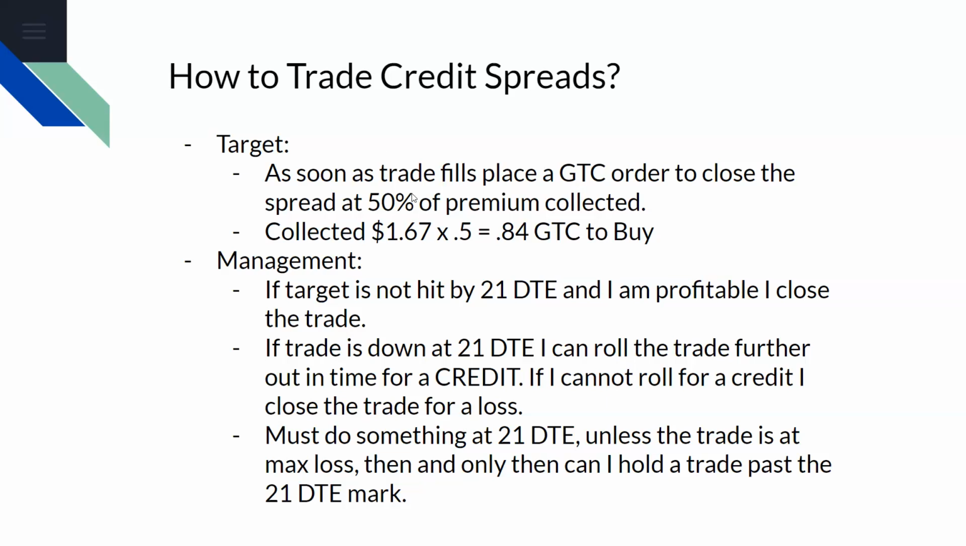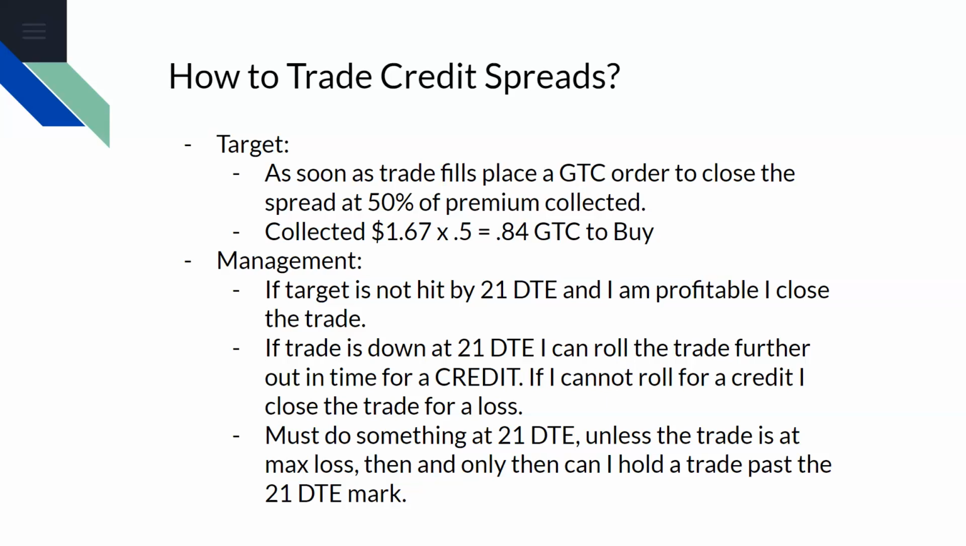And I just leave that order sitting out there to get filled. Now, when it comes to trade management, as Amit was bringing up, how do we manage these trades? I always will close or manage a trade by 21 days to expiration. The reason for this is that after 21 days, you deal with very high gamma risk.